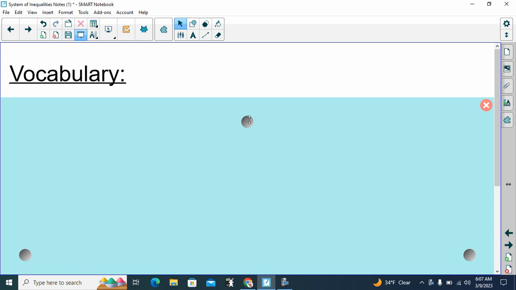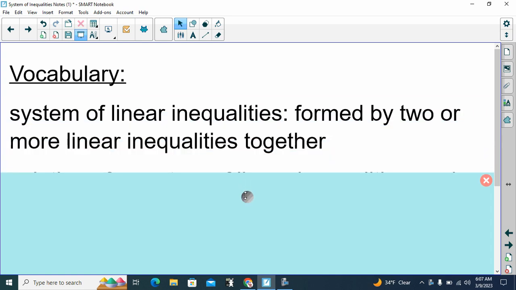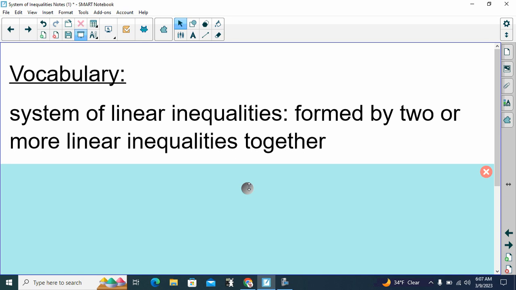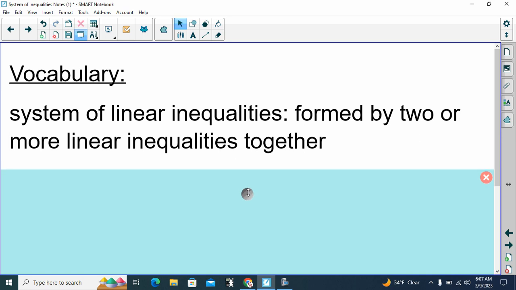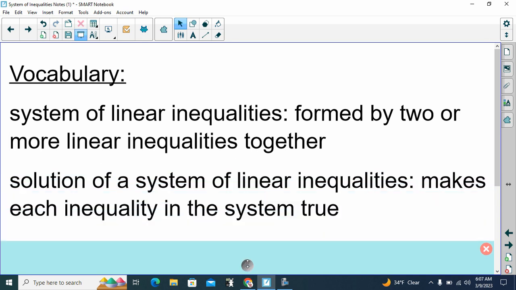So starting with a little bit of vocabulary, a system of linear inequalities is two or more linear inequalities put together. And the solution to the system, remember, the solution to a system of equations is the point that made both equations true. This is the points, and there's usually going to be more than one, that makes both inequalities true. So the solution of a system of linear inequalities makes each inequality in the system true.